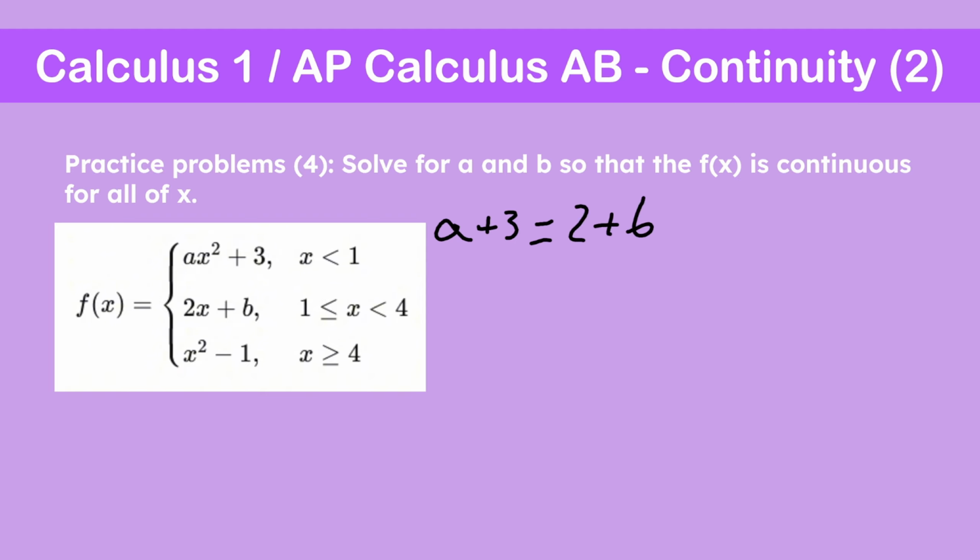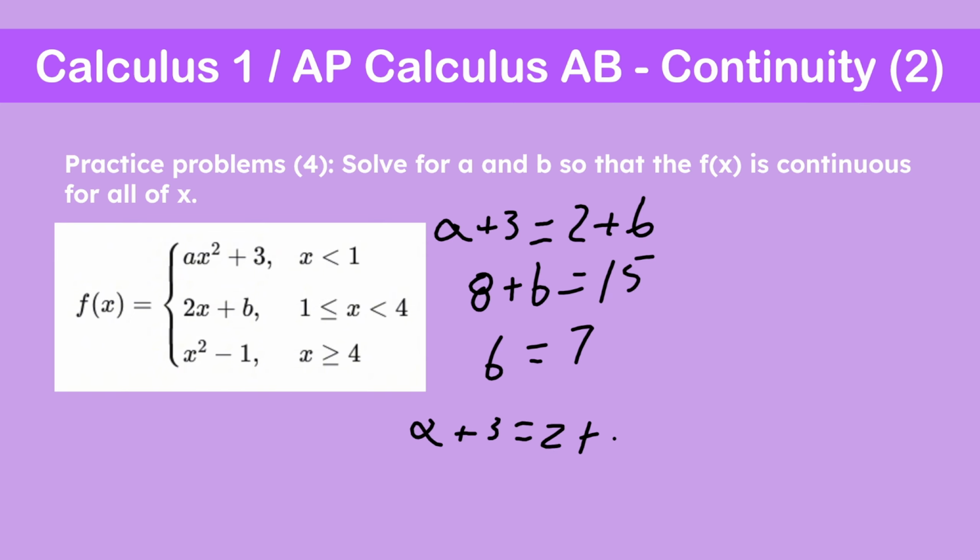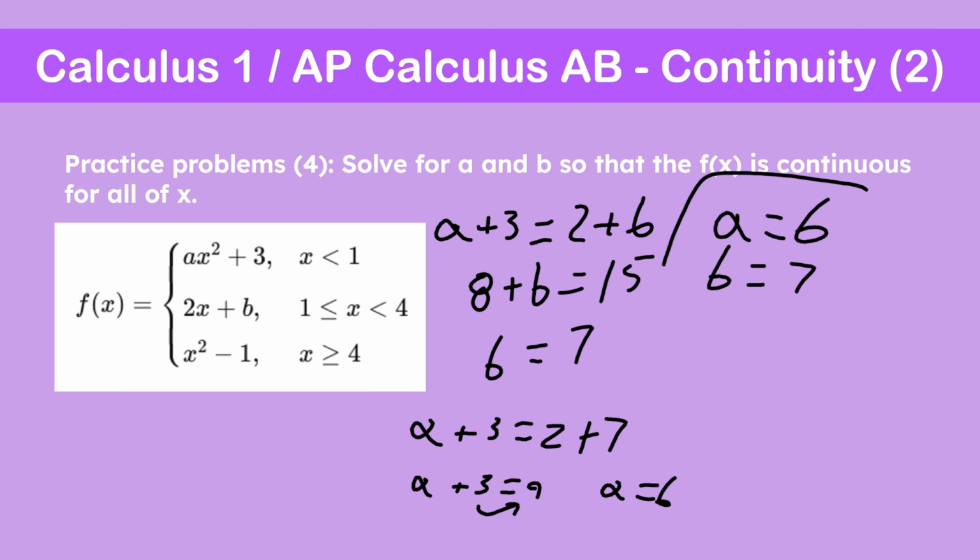Okay, so now let's find the value for 4. So we have 2 times 4, which is 8, plus b, and that's equal to x squared minus 1 when x equals 4. So that's 16 minus 1, or 15. So if we were to isolate for b, we have b equals 7, and we have a plus 3 equals 2 plus b, but b is equal to 7, so we get a plus 3 is equal to 9. We subtract 3, we get that a equals 6, and that b equals 7. So a equals 6, and b equals 7.